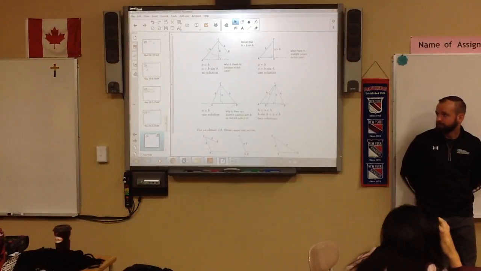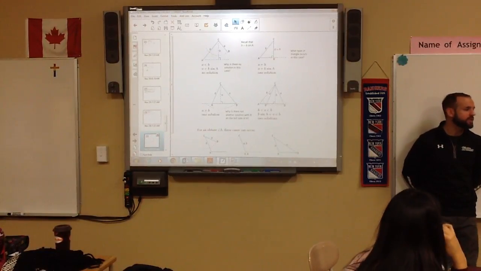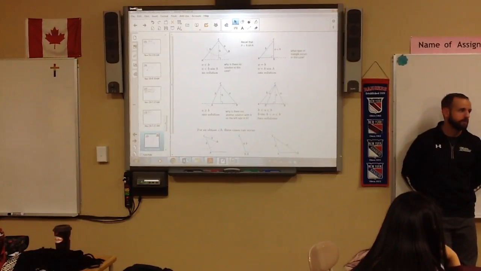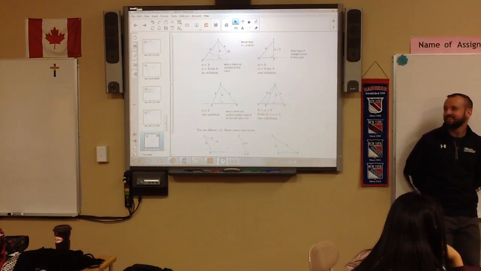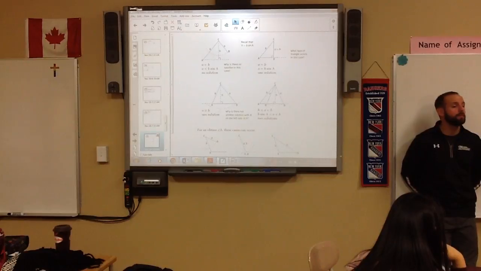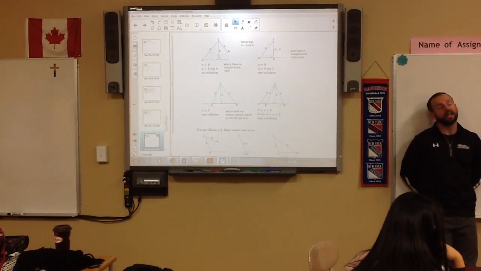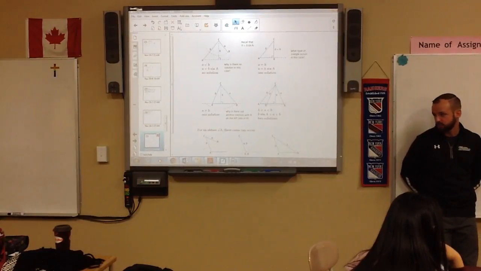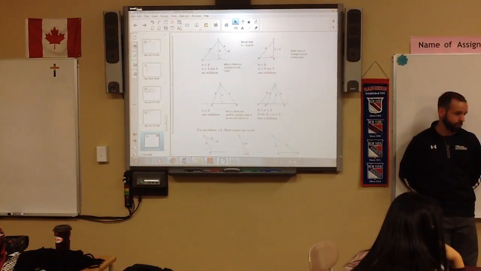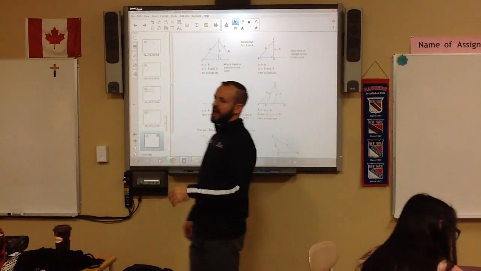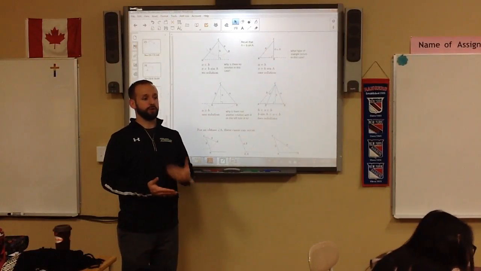Situation number 1, I might give you information that doesn't actually create a triangle. That cannot exist. Option 2, it might be something that has 1 solution. Option 3 is that there's 2 solutions. How can we figure out if we have 0, 1, or 2 solutions?